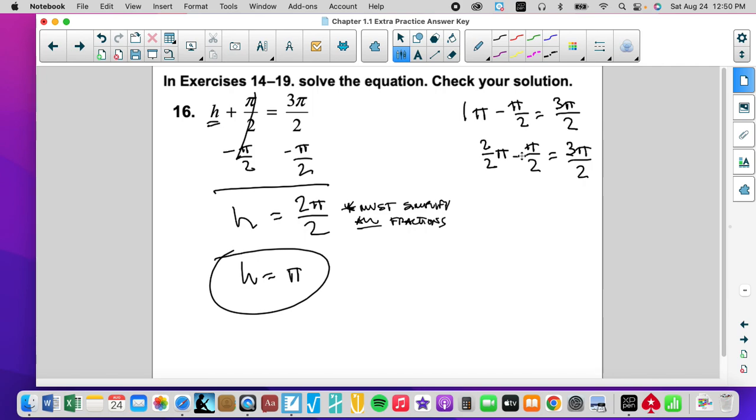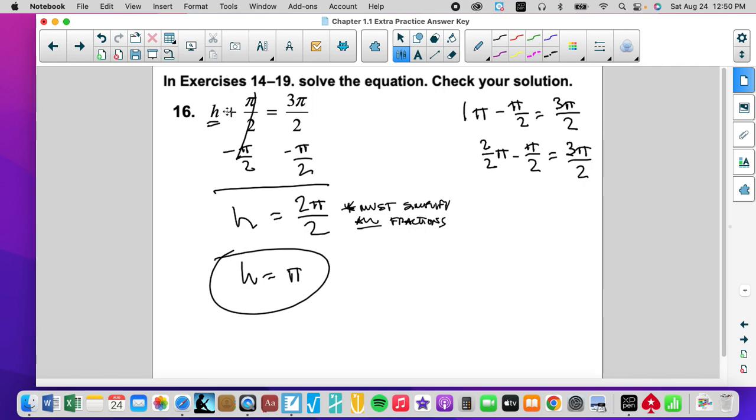Where did I make a mistake? I'm looking and I'm like, how did I make a mistake here? So let's see, 2 gives you 1 over pi. That's not working correctly. Did I?